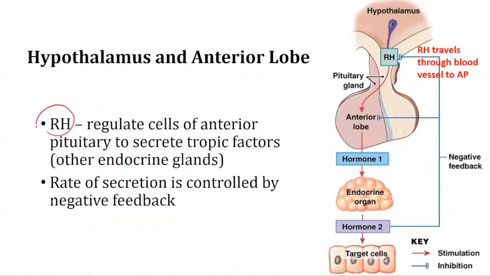So the regulating hormone is going to regulate cells of the anterior pituitary to secrete trophic factors, other hormones. Okay, and these are going to work on endocrine glands. And the rate of secretion of the trophic factors is controlled by negative feedback. Not only the trophic factors, but also the production of regulatory hormones. Okay, so depending on the level of hormone number 2, the production of trophic factor and regulating hormone is going to be affected.